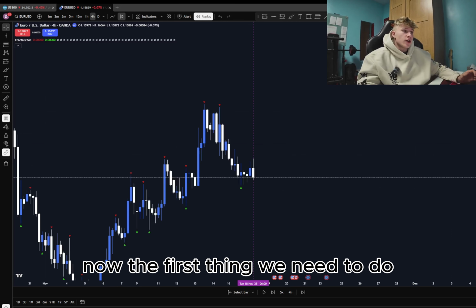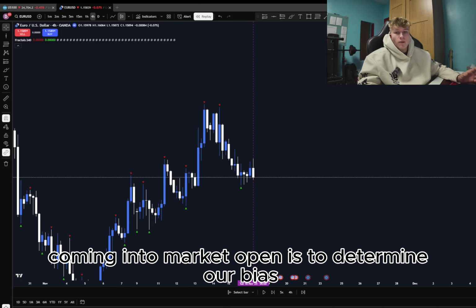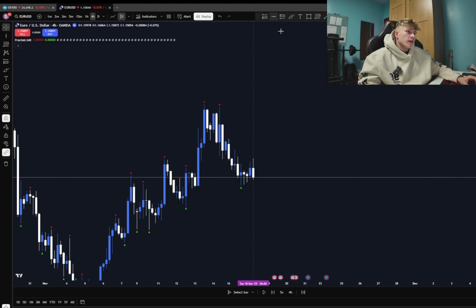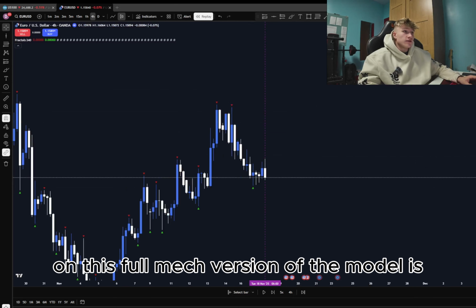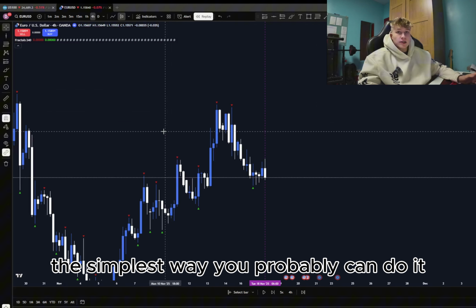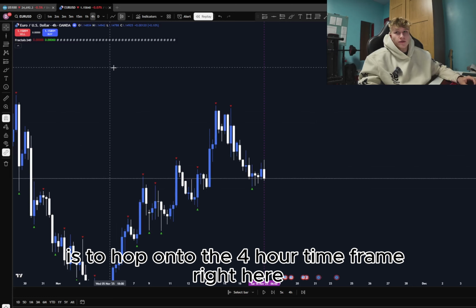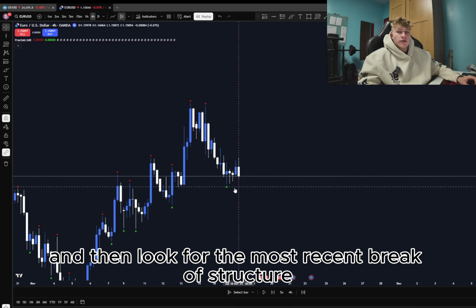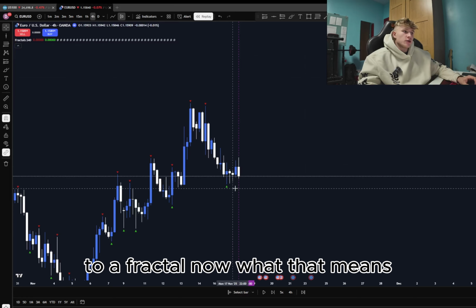Now, the first thing we need to do coming into market open is to determine our bias. Where do we think price is going to go? Is it going to move higher or is it going to move lower? The way that we like to do this on this full mech version of the model, the simplest way you probably can do it, is to hop onto the 4-hour time frame right here and mark out the session open right here and then look for the most recent break of structure to a fractal.